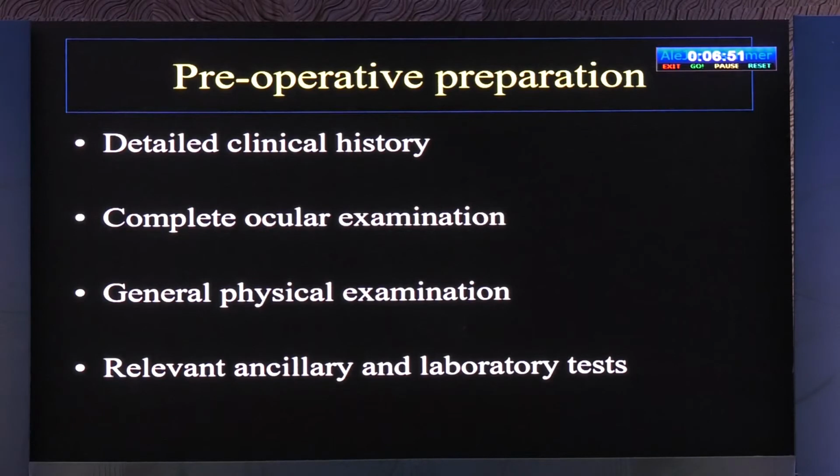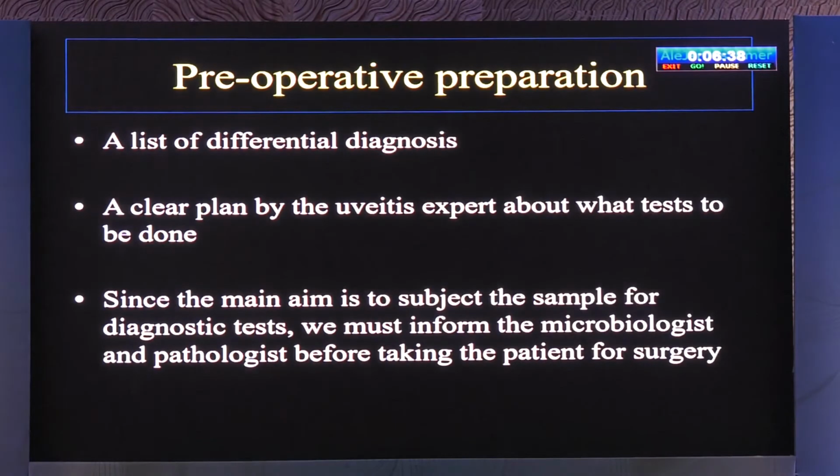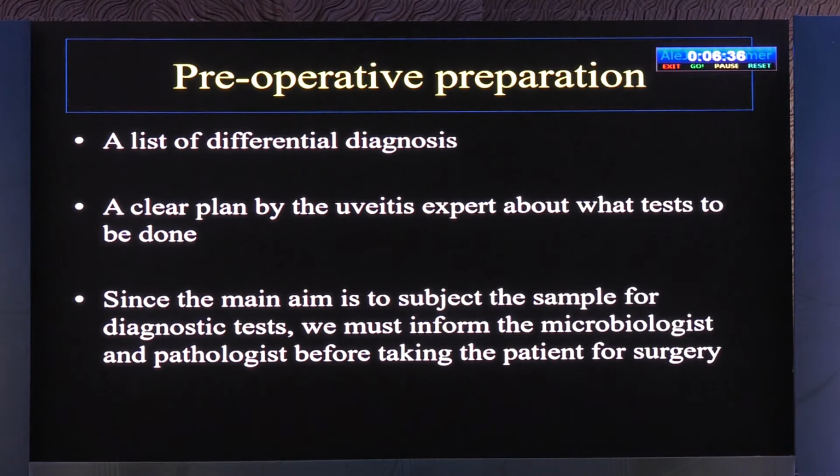So the preoperative preparation is important in these patients. We have to have a very detailed clinical history, complete ocular examination as well as general physical examination, and of course relevant ancillary and laboratory tests before we take up the patient for vitrectomy. Now once we decide that we are going to operate this patient for diagnostic vitrectomy, we have to have certain differentials in mind because we need to order accordingly what we are looking for.